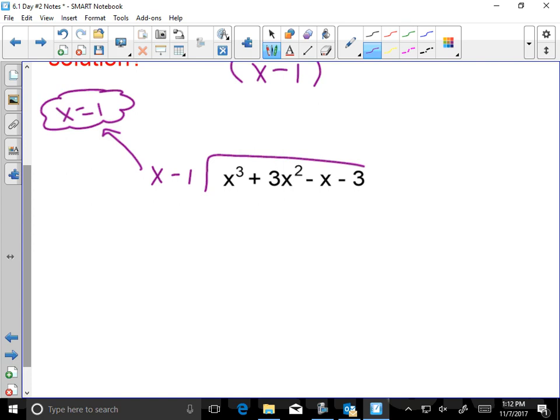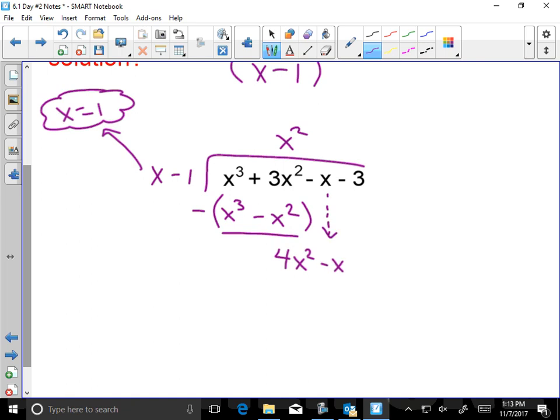So let's divide. How many times does x go into x cubed? How about x squared times? Now I'm going to multiply that through. X squared times x is x cubed. X squared times -1 is negative x squared. I'm going to subtract. Be careful. X cubed minus x cubed is 0. 3x squared minus a negative x squared is actually 4x squared. I drop down a negative x.